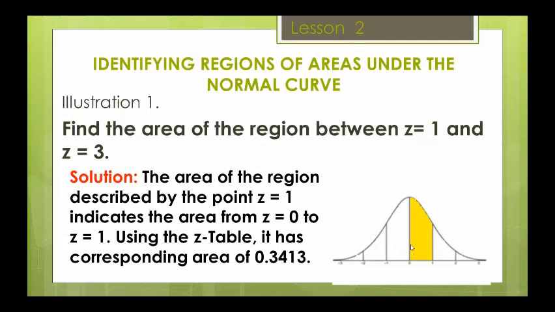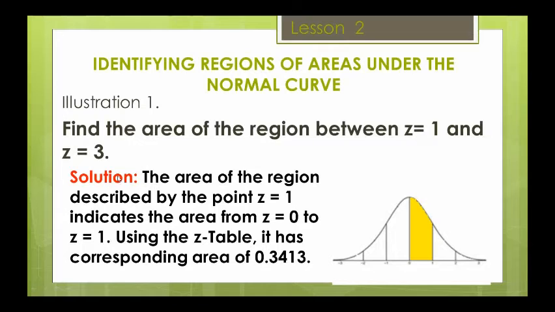So this time, you will try to find the area of the regions between any two specific z values under the normal curve. So, two specific z values. So, yung dalawang values ibibigay, then you are going to find the area under the normal curve. So number 1, example here, find the area of the region between z is equal to 1 and z is equal to 3.